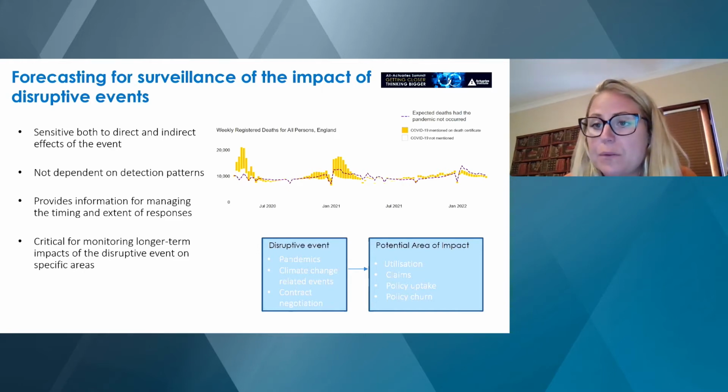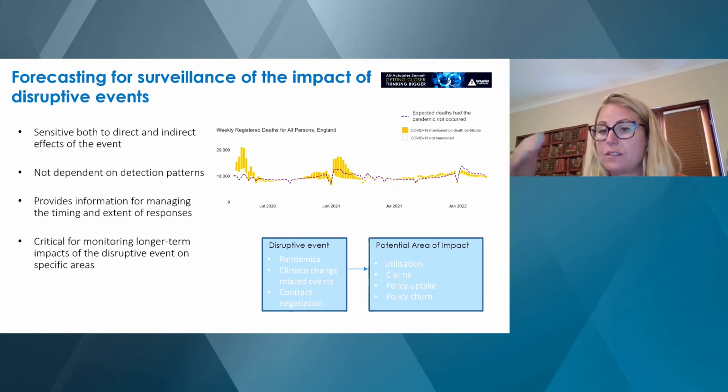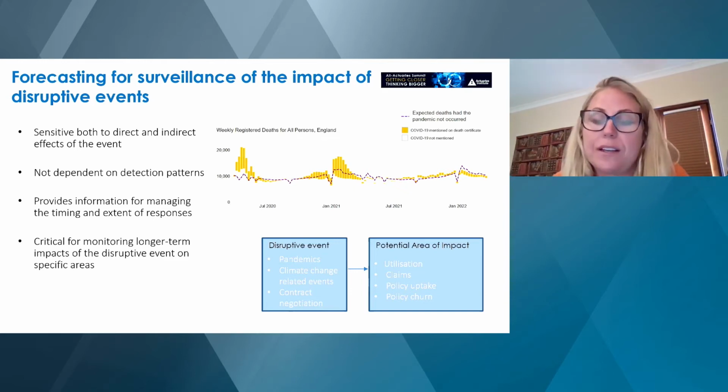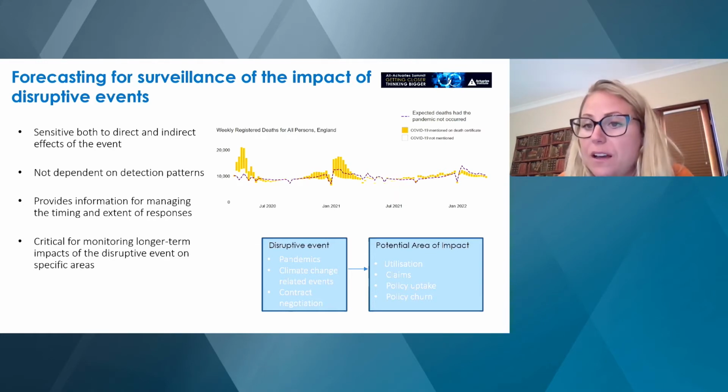And in the early part of the pandemic, we did not have adequate testing for COVID-19 available. So you can see how this estimate was used to detect mortality over and above what we would have expected that did not have COVID-19 on the death certificate. So we were able to detect both the direct and indirect effects, misclassification, but also we'd be detecting anything related to service use. So if people weren't going in and using services, we could detect an excess death over and above what we would have expected. So this type of measure is not dependent on detection patterns. It provides information for managing the timing and extent of the responses, in this case, to the pandemic.